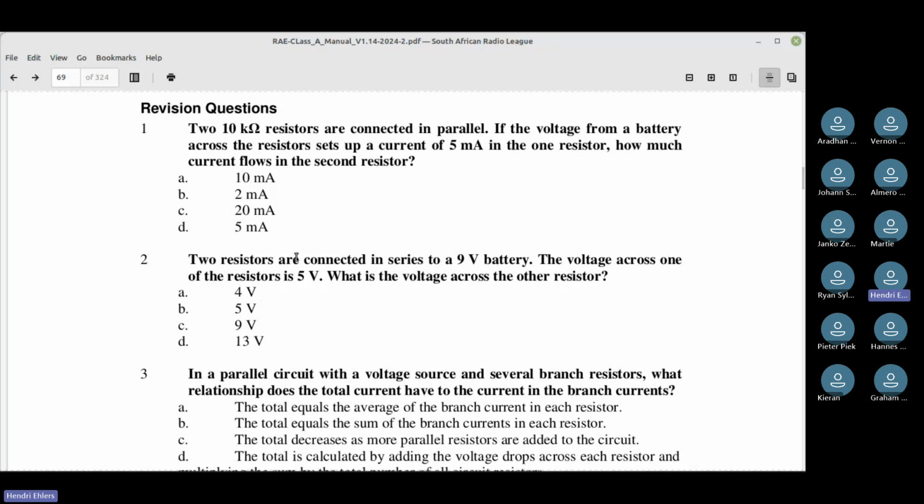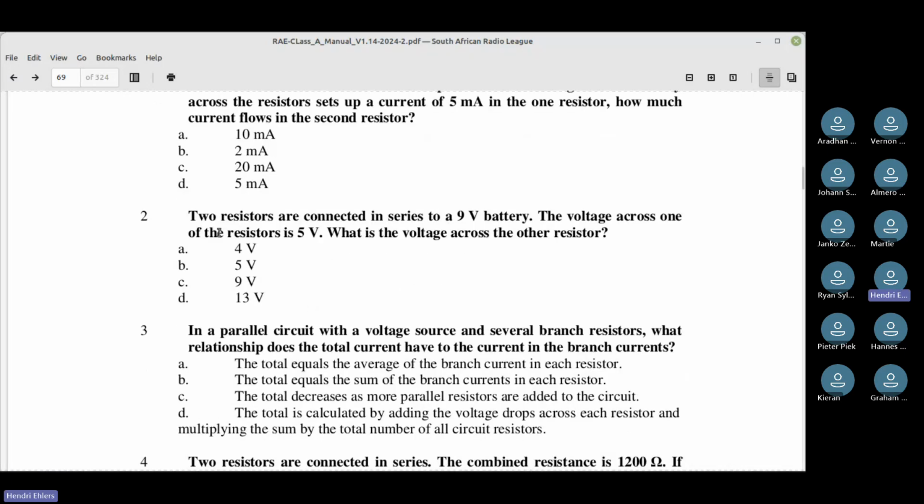If two resistors are connected in series to a 9-volt battery, the voltage across one of the resistors is 5 volt. What is the voltage across the other resistor? Well, we know that the sum of both voltages should be 9 volt. So if the one side is 5, then whatever's left over should be the other side. So I would say it's A.